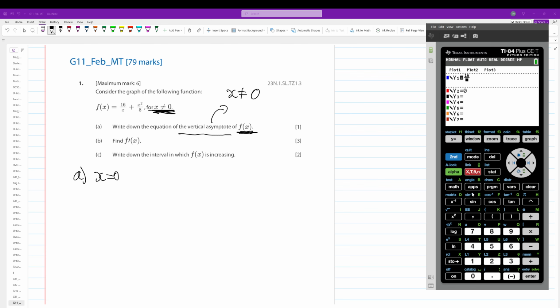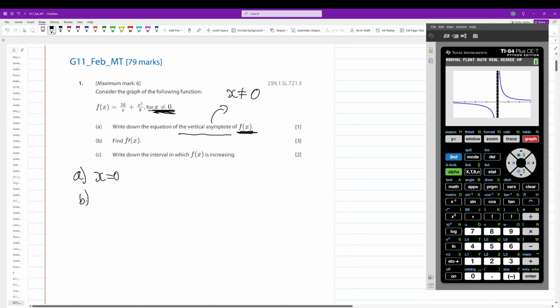So 16 over x, add x squared over 8. If I plot this, where x is 0, this middle bit, it never ever reaches there. If I draw on a vertical line where x is 0, it will never ever reach that line. Okay.